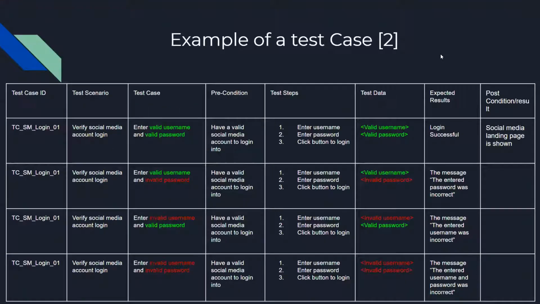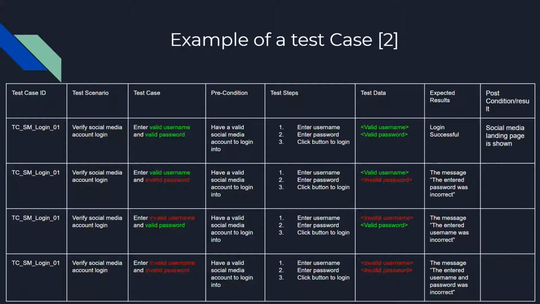So here we have an example of a test case for logging into a social media account. We will start in the far left column with the test case ID. This will help us identify and keep track of this test case. In the next column over, we identify the test scenario. Here we are able to see that we are verifying a social media account login. In the third column, we identify the test cases, or in other words, what we are testing to log into the system. For this test case, we are testing the validity of the username and password for an account.